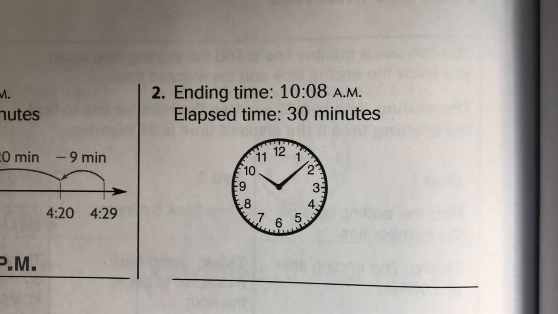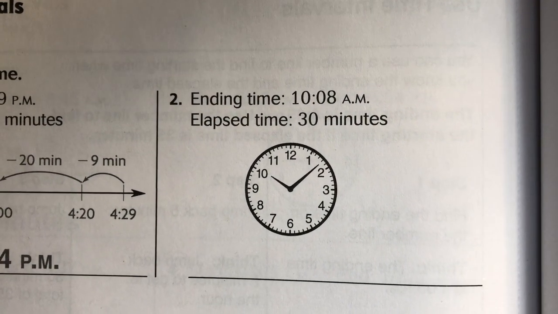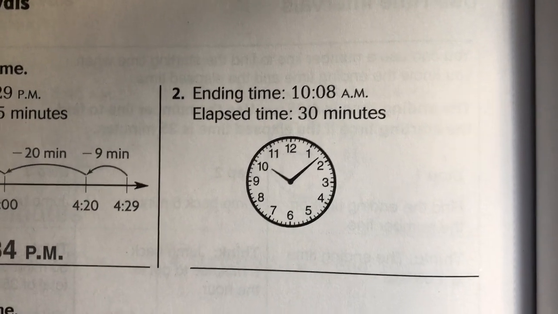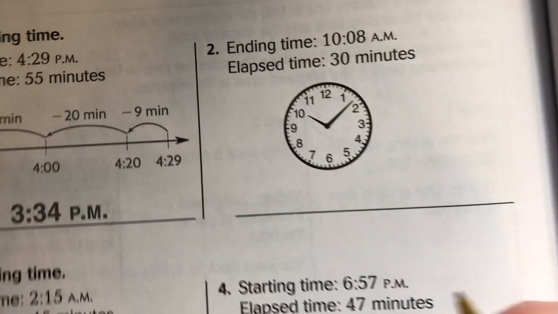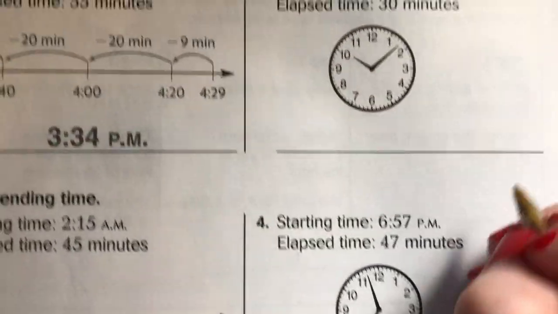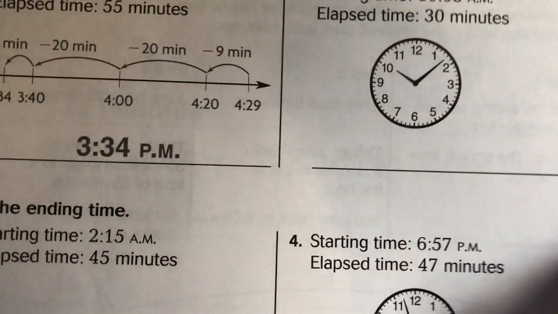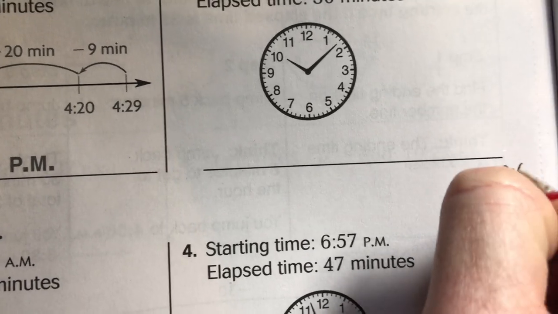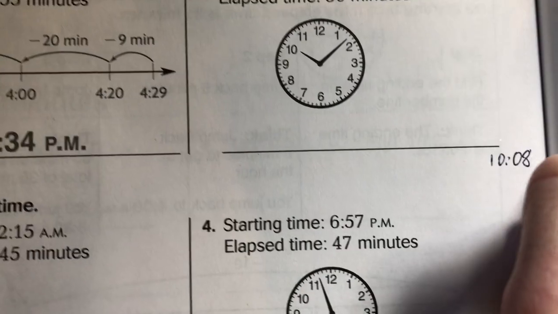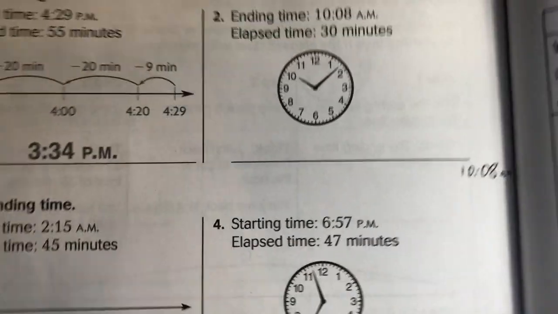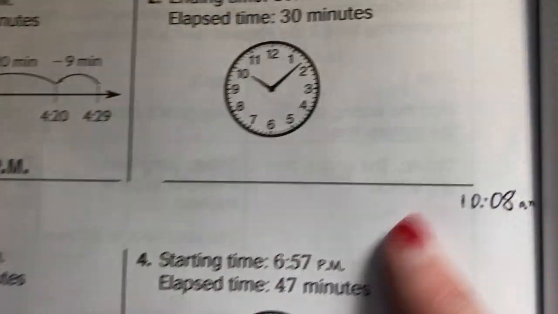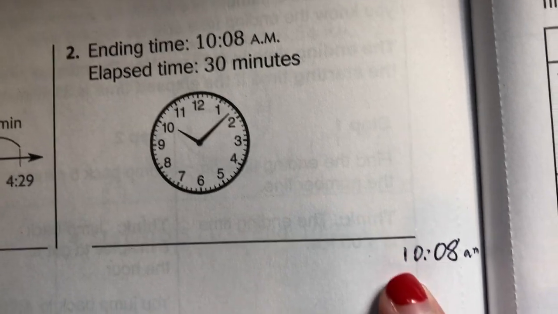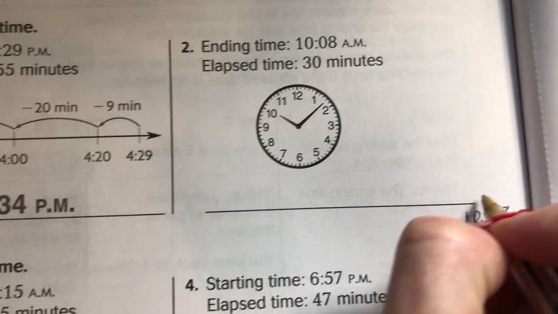Ending time, 10:08 a.m. Elapsed time, 30 minutes. Okay, so we're going to use our strategy of the number line. I'm fighting with the book here. Okay, I'm going to start here at 10:08 a.m. and I want to go back 30 minutes. So first thing I want to do is leave this at a nice even time. So I'm going to take away 8 minutes.